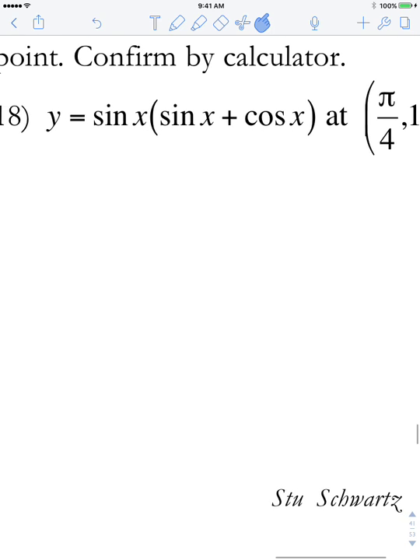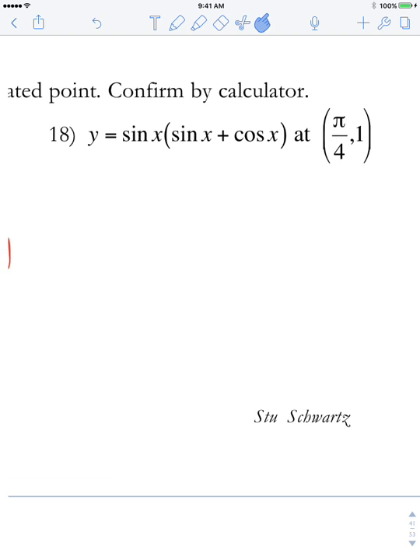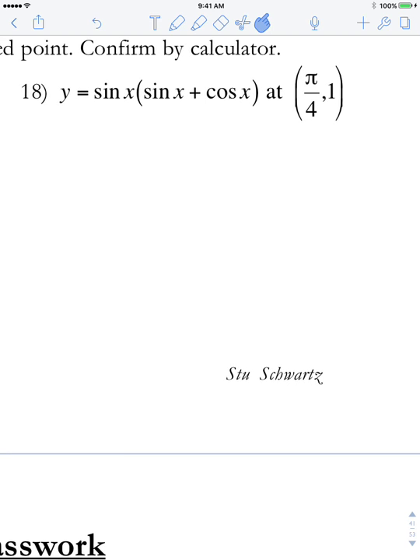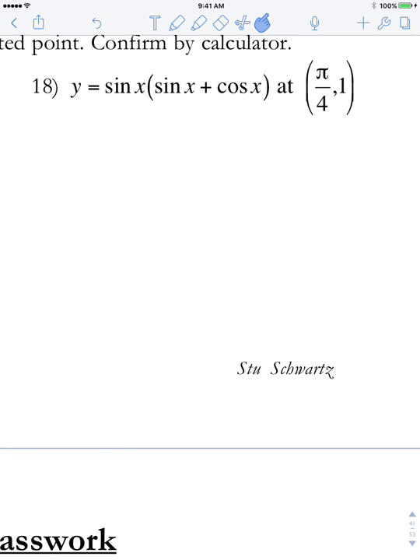Number 18. All right, this one's a good one. If you really understand this, you should be able to do this. Okay, so notice here, this is the sine of x times sine of x and cosine. It's not the sine of this, like for number 12, let's say, or number 15. I can distribute this. You don't have to, I'm going to.